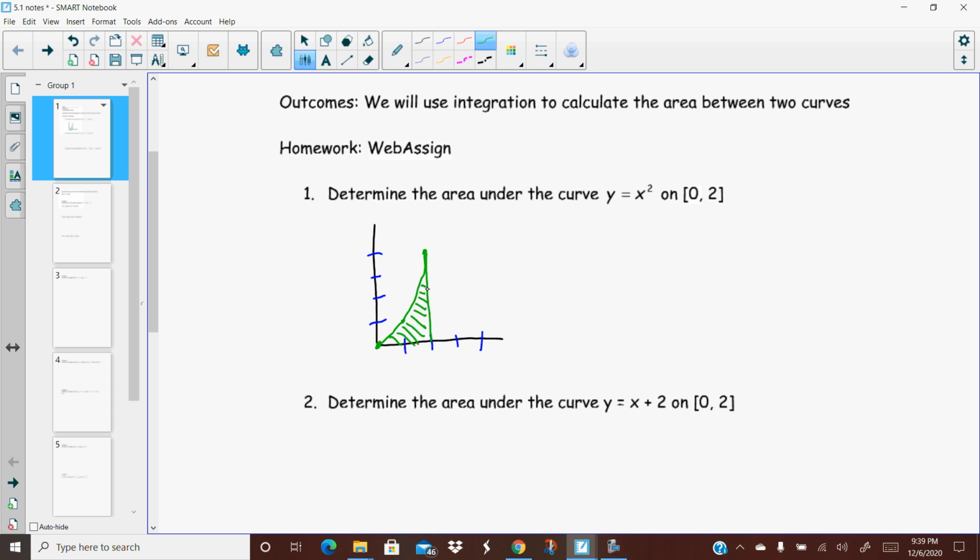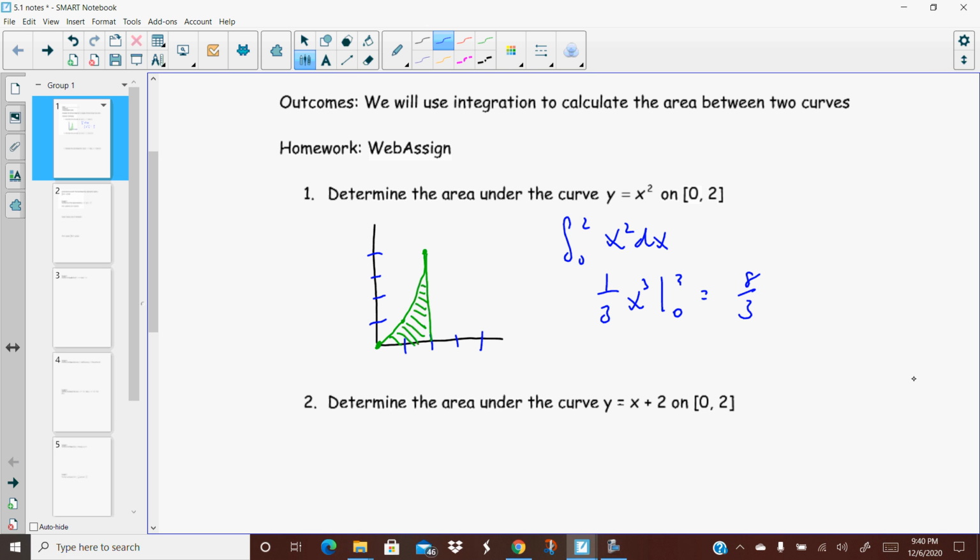And we know how to find that. We just take an integral, which is going to be the integral from 0 to 2 of x squared dx, which will be 1/3 x cubed evaluated from 0 to 2 using the fundamental theorem. So plugging in a 2, we are going to get 8/3. Plugging in a 0, we get 0, so our area is 8/3.